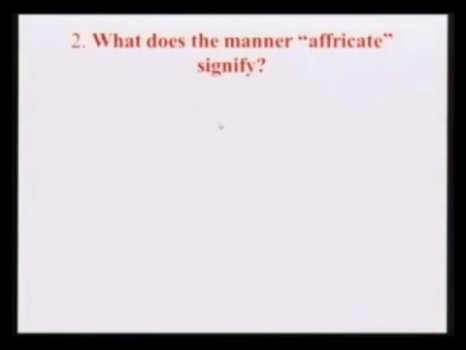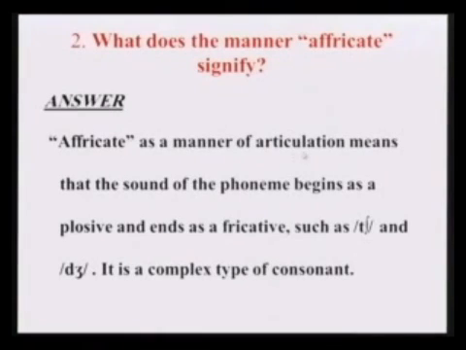What does the manner affricate signify? Affricate, as a manner, means that the sound of the phoneme begins as a plosive and ends as a fricative. So tsh, d-zh, like church and judge. Tsh is voiceless, and dzh is voiced. Okay?